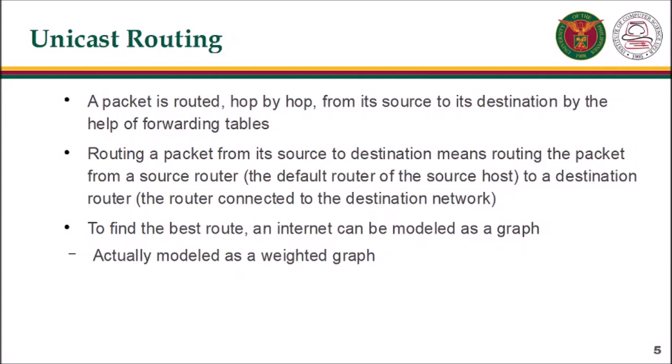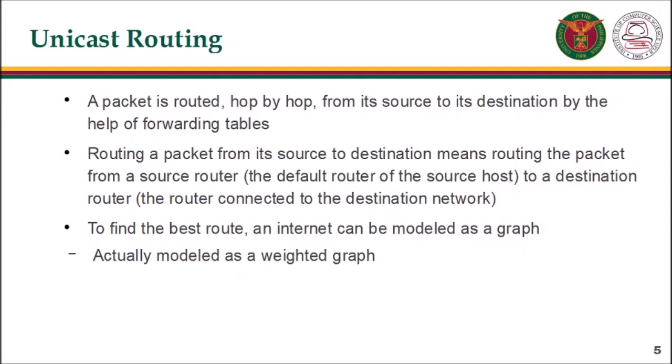With the above explanation, routing a packet from its source to its destination means routing the packet from a source router to a destination router. To find the best route, an internet can be modeled as a graph. A graph in computer science is a set of nodes and edges that connect the nodes. To model an internet as a graph, we can think of each router as a node and each network between a pair of routers as an edge.